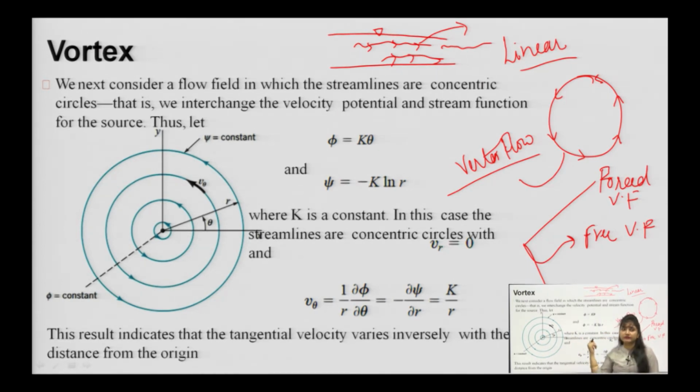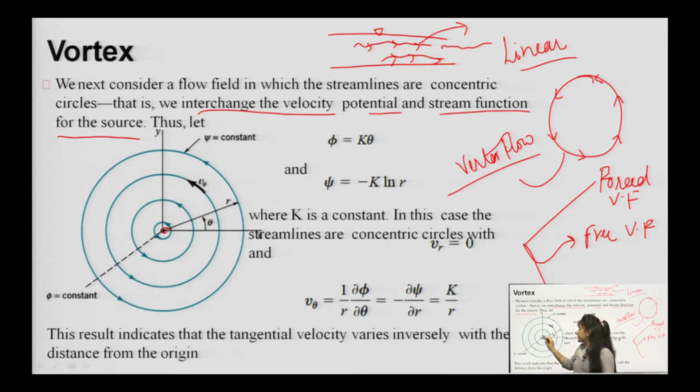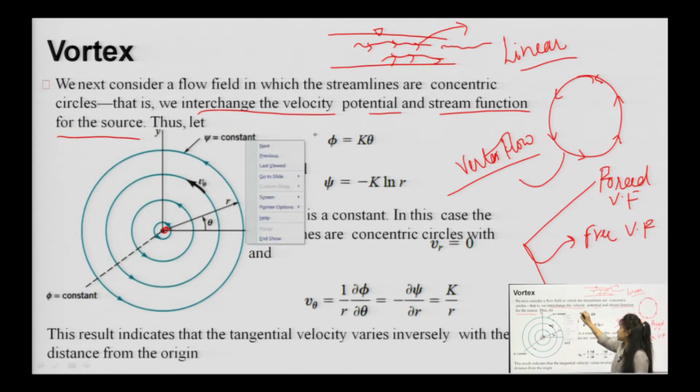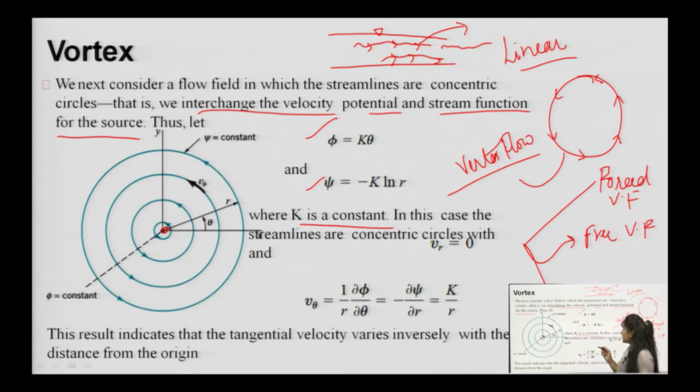We have considered a field in which streamlines are concentric. Again there is a center and n number of circles, that is, interchange of velocity potential and stream function for this particular source. We have kept this center as a source and it forms concentric circles of stream function and velocity potential function. Here you can see this is the velocity potential function and this is the stream function, wherein k is a constant. In case the streamlines are concentric, then the radial velocity will be taken as 0.